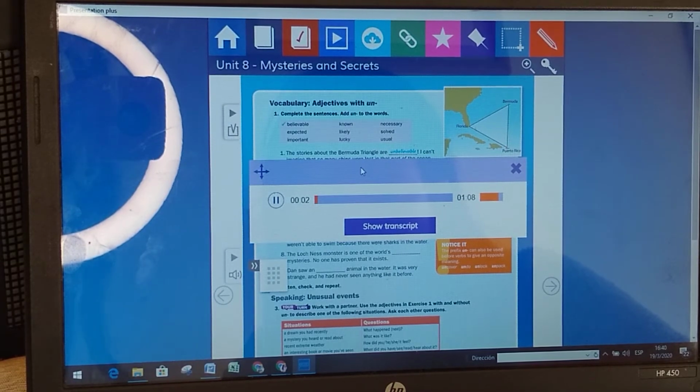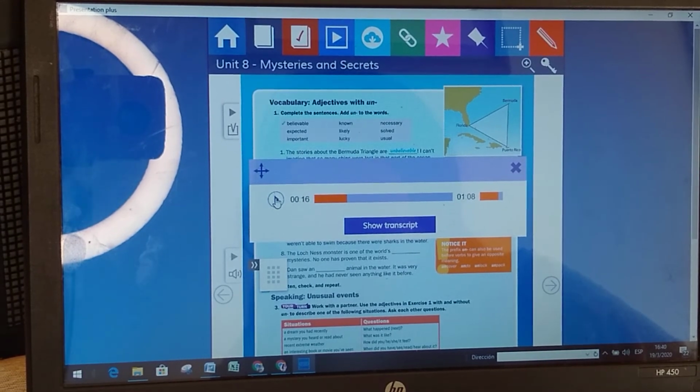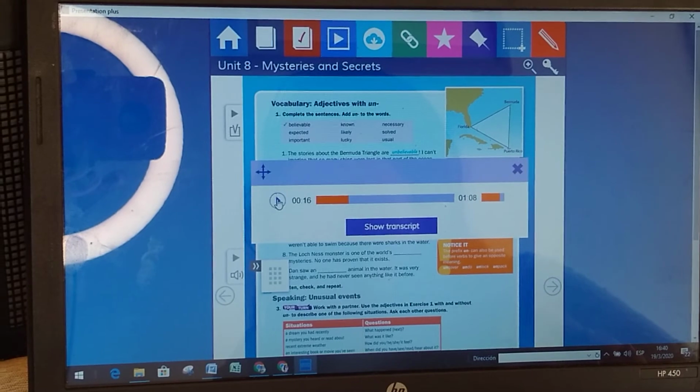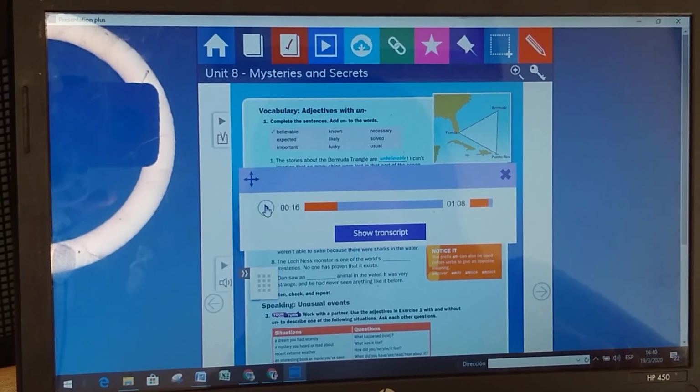Unit 8, Mysteries and Secrets. Page 75. Vocabulary. Adjectives with un. Exercise 2. Listen, check, and repeat. Okay, here the idea is that you can listen to the audio and check your answers.